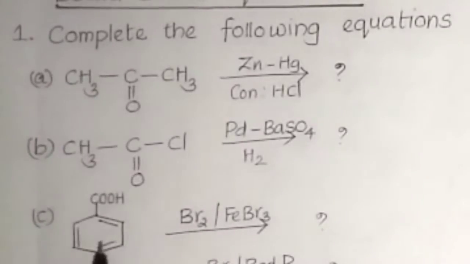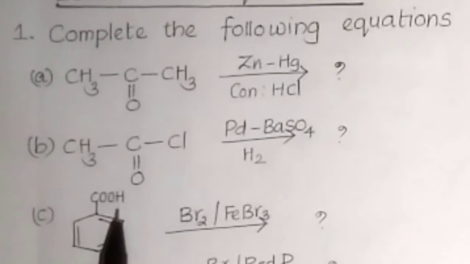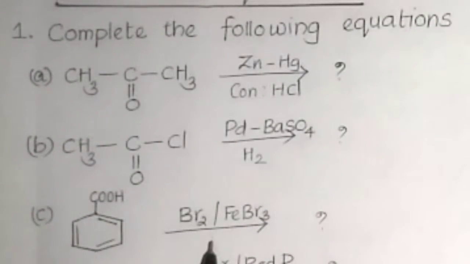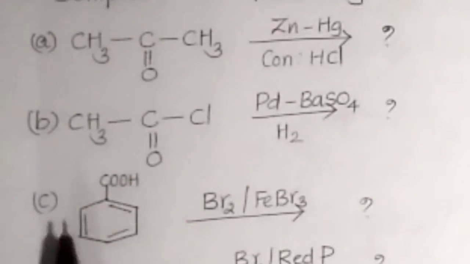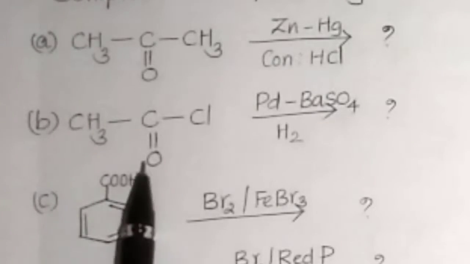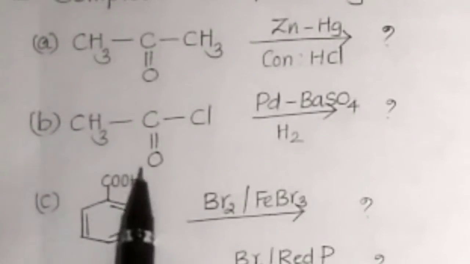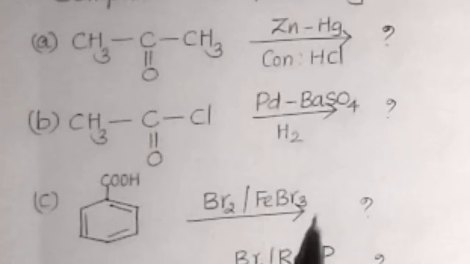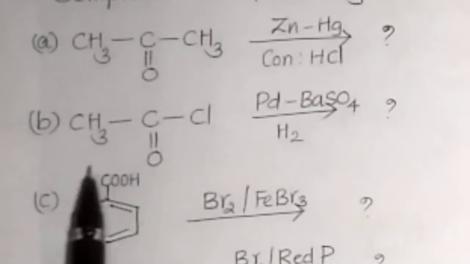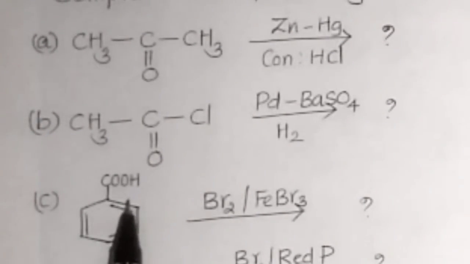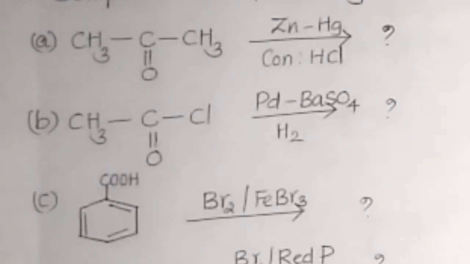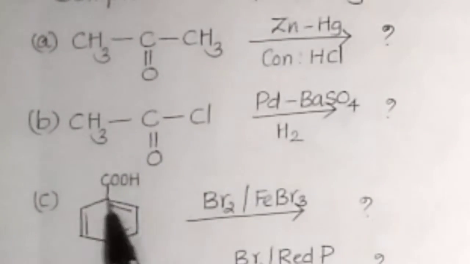Next question, benzoic acid, with bromine in presence of FeBr3. Then what is the product? It's benzoic acid. So when the benzene ring has this carboxylic functional group, you know, this is bromination. The carboxylic functional group has a meta-directing influence. Aldehydes, ketones and carboxylic acids have a meta-directive influence.